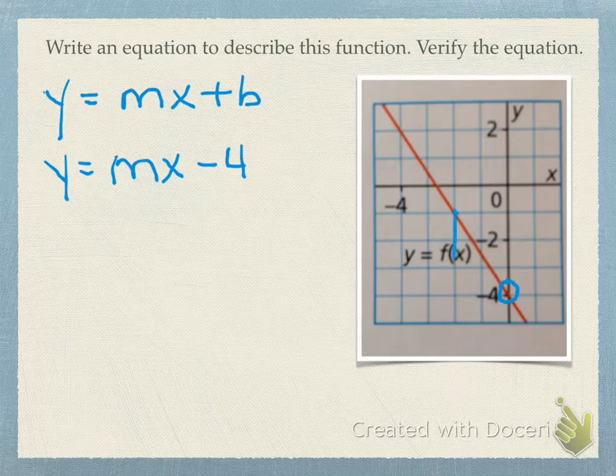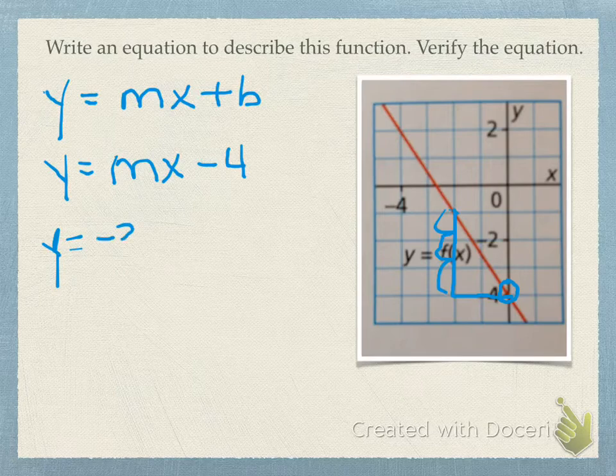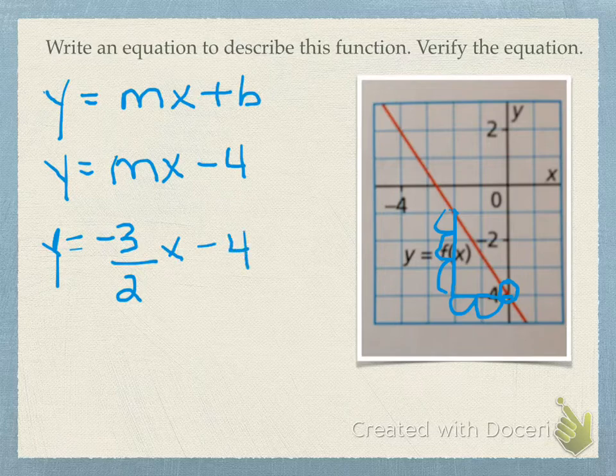I'm going to draw a triangle. And remember that slope is rise over run. So my rise is going down 1, 2, 3, so negative 3. My run is going to the right, 1, 2. So my slope is negative 3 over 2, and then I can fill in the rest of the equation with what I had. So y equals negative 3 over 2x minus 4.